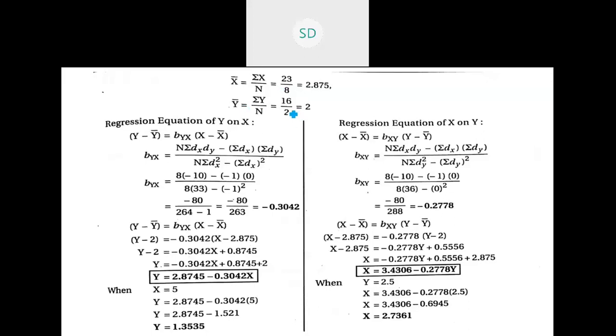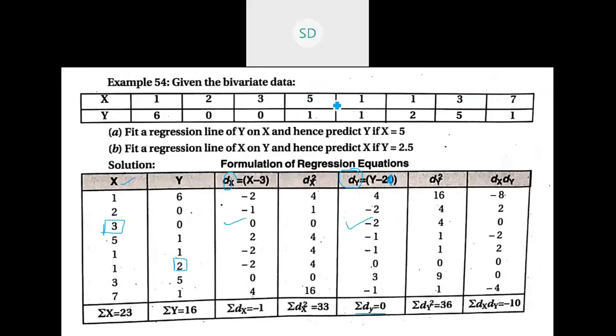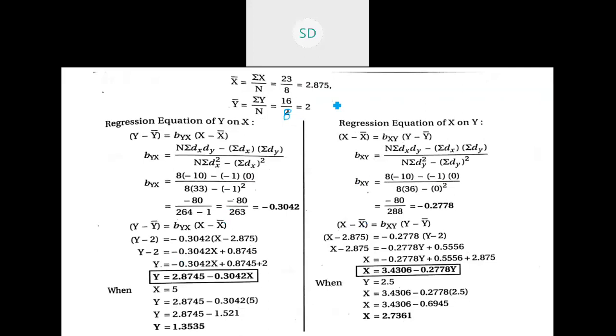Okay, so here the n for us is 8, which means y bar is 2. So you can take the same number here as y bar, or you can take any other number, it's okay. So first we will solve byx and bxy here, and then only we will be able to form the equations.